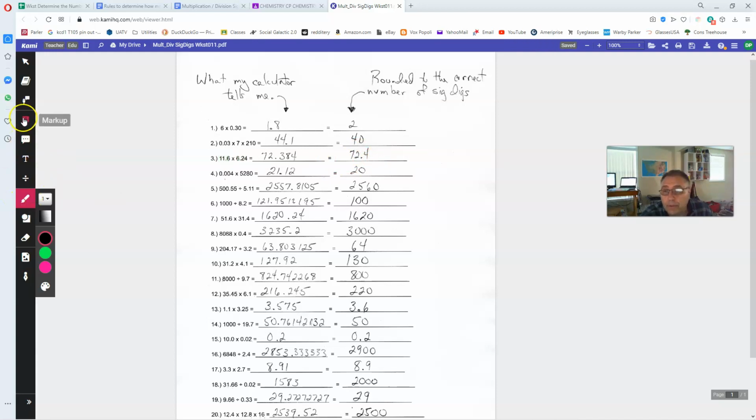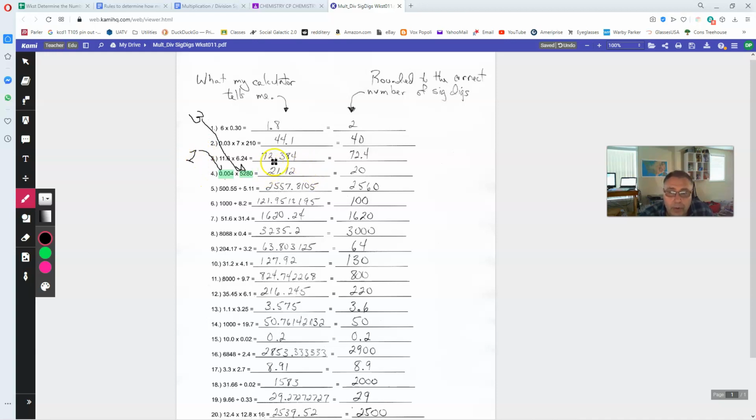Let's go out of that. Let's try another one. All right. 0.004 times 5,280. Okay. Put those in your calculator, you get 21.12. Right? How many of these digits should we be reporting in our answer? Well, let's take a look at the left side of the equation. 0.004, how many sig digs? If you answered 1, you got it correct. Right? How about the 5,280 right there? That is 3 sig digs. Which one of those is the smallest? Well, obviously it's the 1 sig dig.